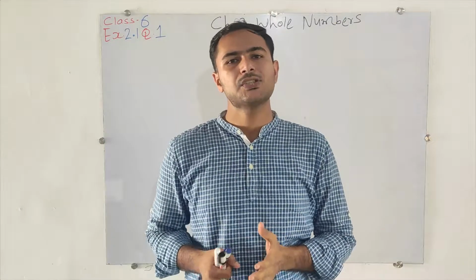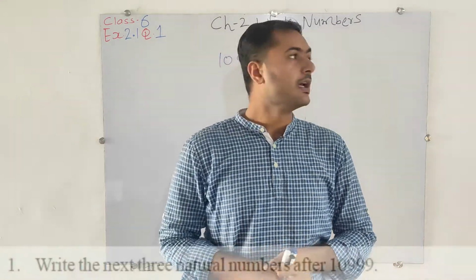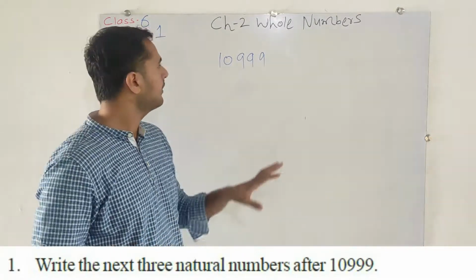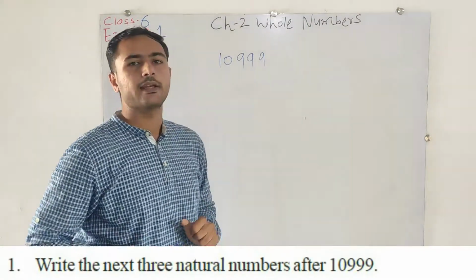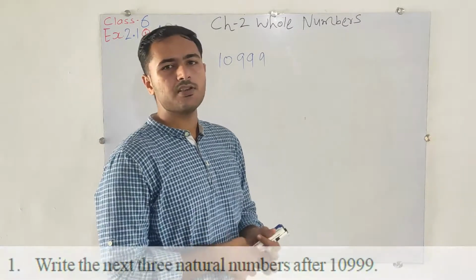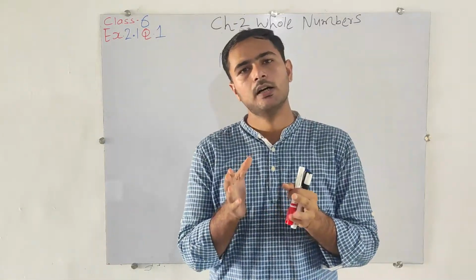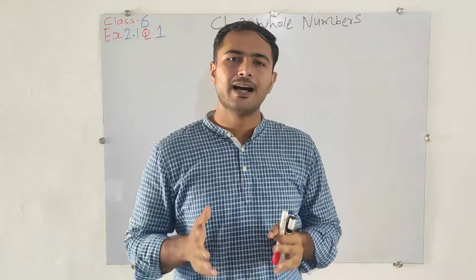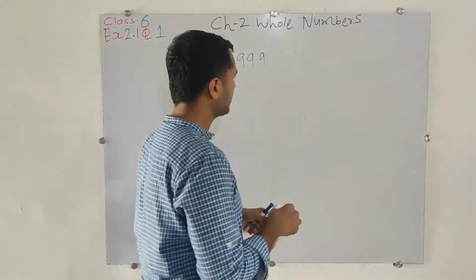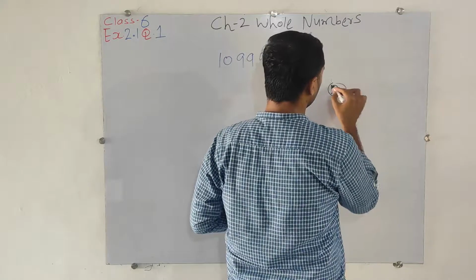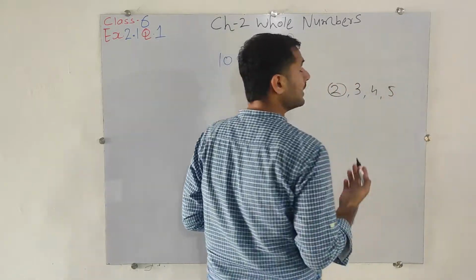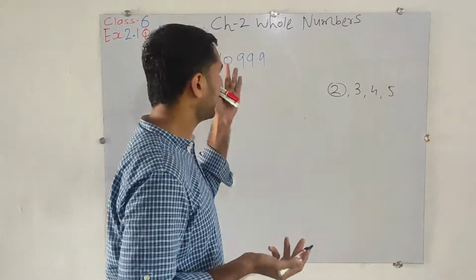So let's start Exercise 2.1, question number 1. In that we have to write the 3 next natural numbers after 10,999. So how will we write? Suppose I ask you, tell me the 3 next numbers after 2. 3, 4, 5. How can we find that out? If I ask you which number will come after 2, you can simply say 3, 4, 5. But how can we identify that for a larger number?